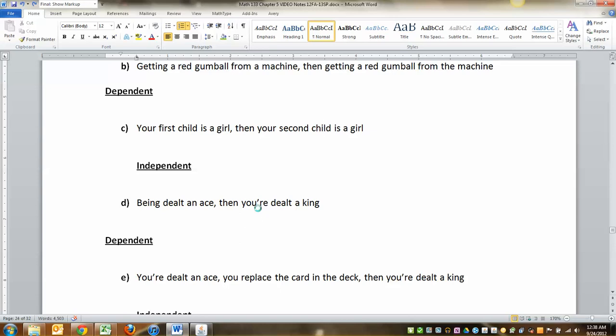All right, now what about cards? If you're playing with a deck of cards and somebody deals you an ace, does that affect the chances of being dealt a king next? The answer is yes, right? I mean, being dealt an ace means there's 51 cards left in the deck, 4 of which are kings. So you've slightly incrementally increased your chance of getting a king next time because you were dealt an ace the first time. So that's dependent.